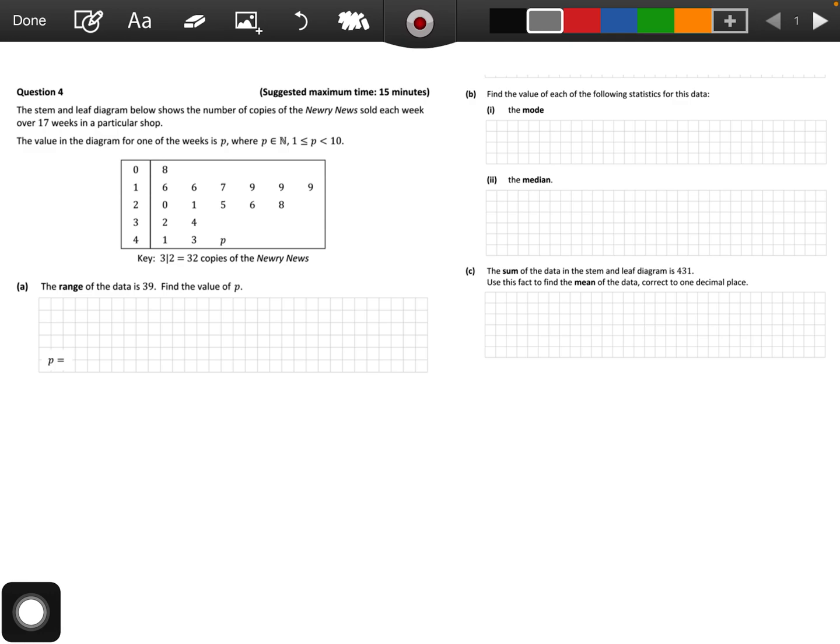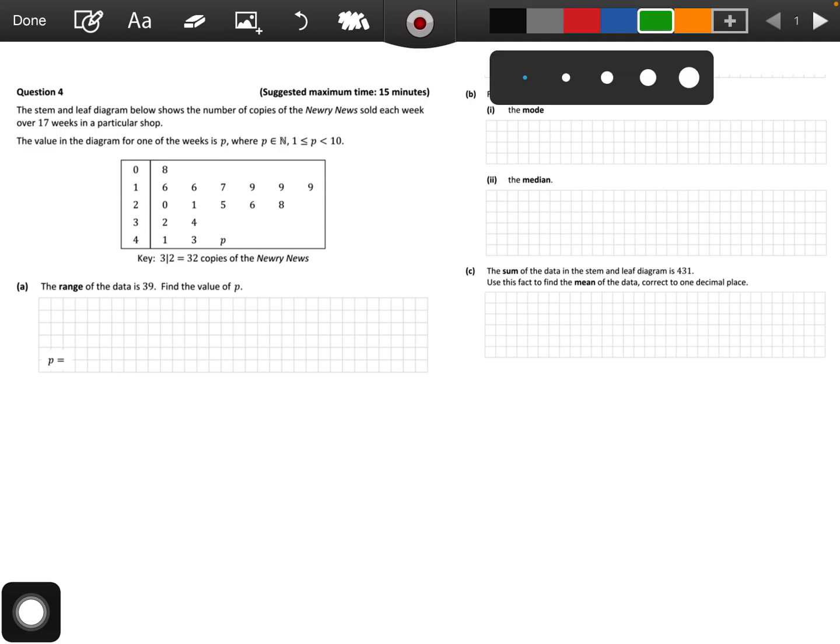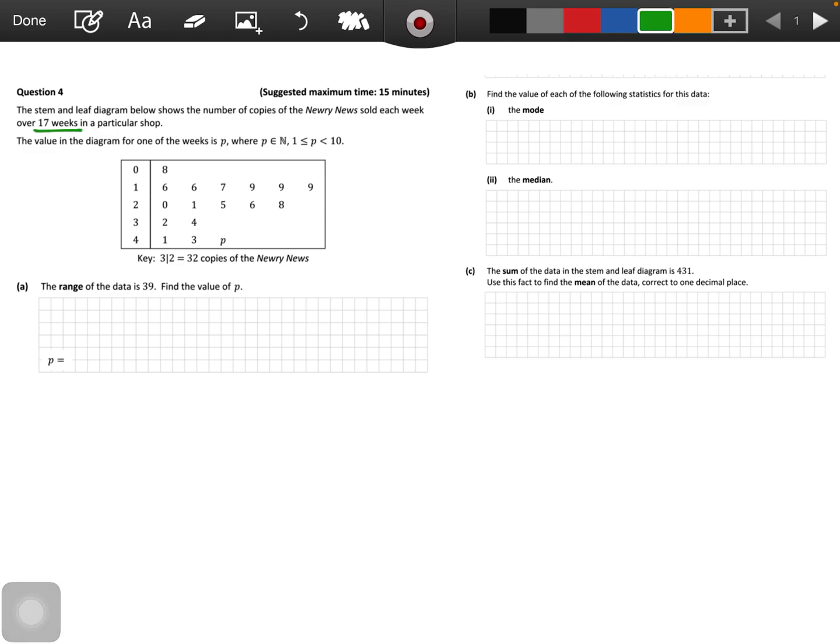Okay, so straight away there, we're given a piece of information, which is that I have 17 pieces of data. If they hadn't given that to me, it would have been fine. I could have literally counted up 1, 2, 3, 4, 5, and so on to see that there is 17. And it says the value in the diagram for one of the weeks is P, where P is a natural number and it's between 1 and 10.